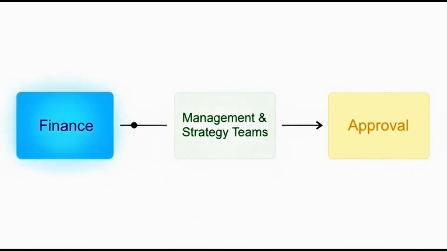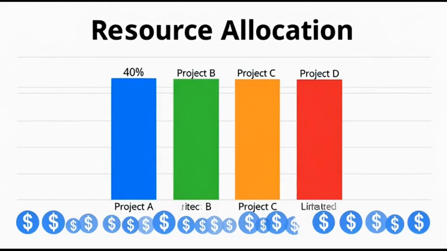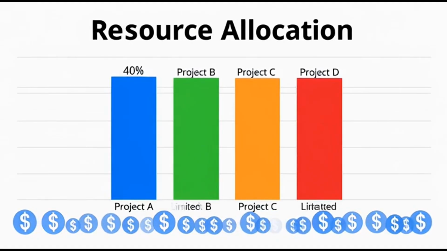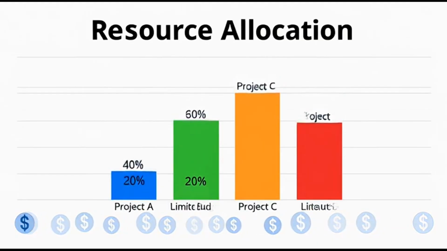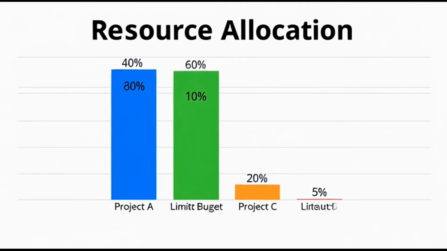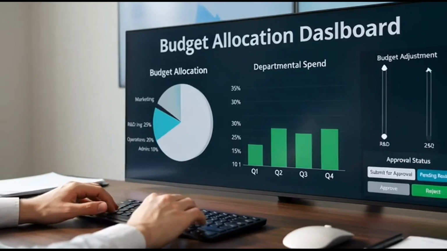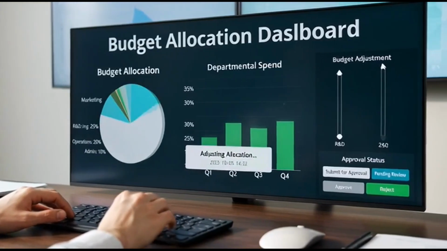These decisions are not made by finance alone. They involve management, strategy teams, and approvals. Companies have limited resources, so they must choose the projects that deliver the highest value. Projects must fit within the company's budget and strategic priorities.